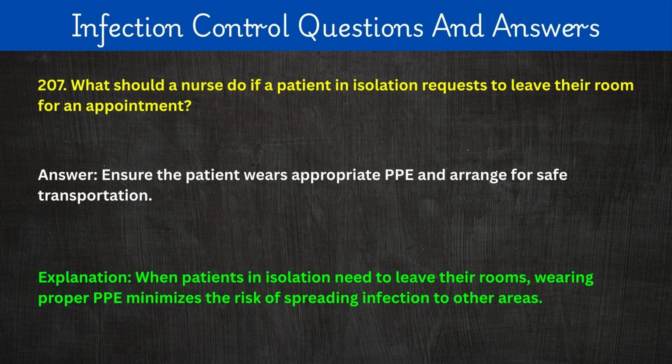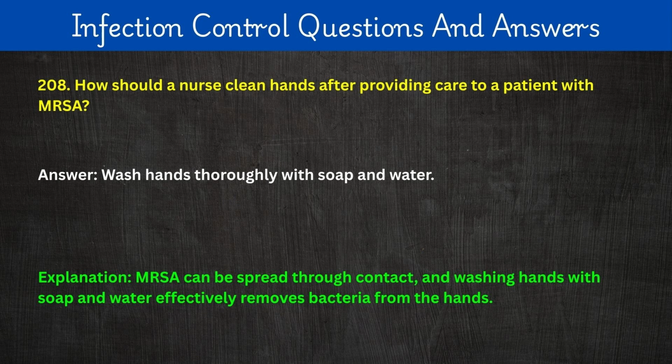207. What should a nurse do if a patient in isolation requests to leave their room for an appointment? Answer: ensure the patient wears appropriate PPE and arrange for safe transportation. Explanation: when patients in isolation need to leave their rooms, wearing proper PPE minimizes the risk of spreading infection to other areas.